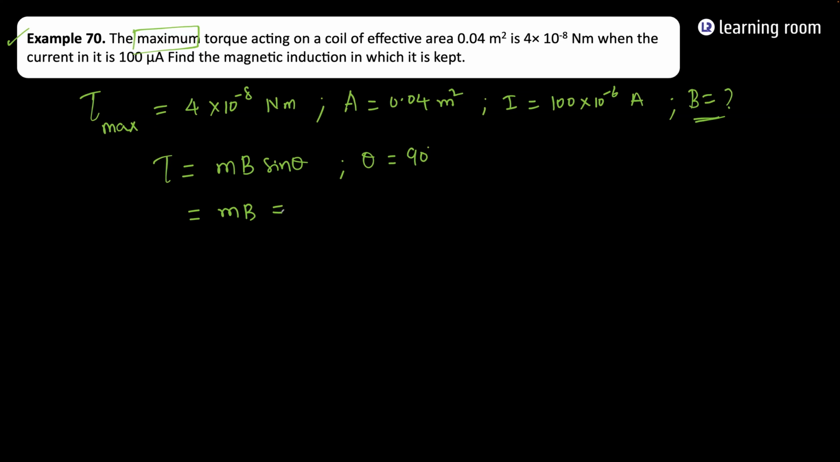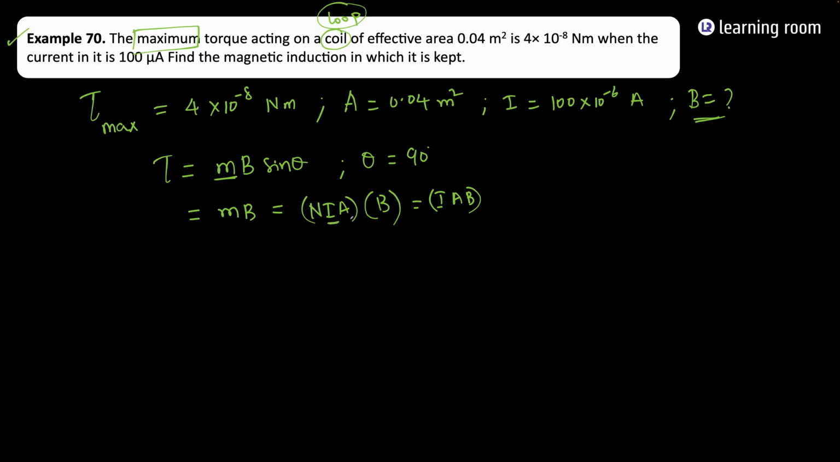The problem says a coil of effective area, so I'm assuming that this coil has only one turn. Generally, they should mention it as a loop. So m I can write as NIA, and B is B only, but since the number of turns isn't mentioned, I'll take it as 1. So this is equal to IA into B. All that I did is apply the formula mB sin theta, but because of the word maximum, I understood that theta should be 90. I changed m to NIA because I and A are given instead of the magnetic dipole moment directly. If the coil has only one turn, it is called a loop. Generally, if they use the word coil, they should mention the number of turns. So here I took the number of turns to be 1.